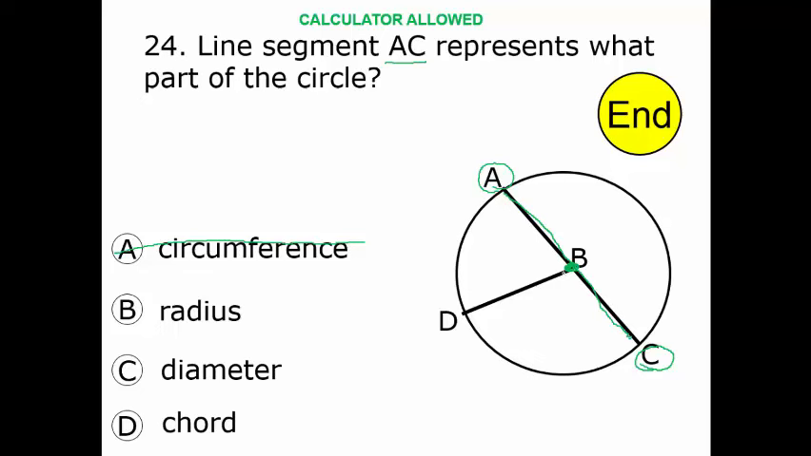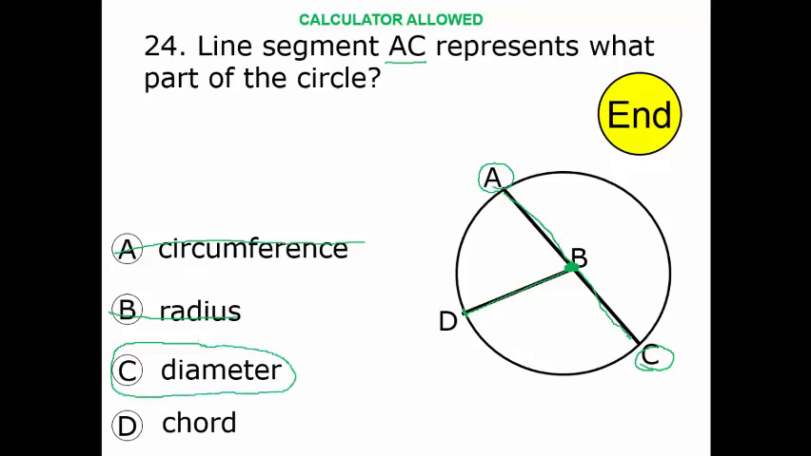The radius would be any point from the center drawn to the outside of the circle. So BD, for instance, is a radius. BA is a radius. BC is a radius. AC is not a radius. Now, if we assume that this is the center of the circle, the diameter has to go through the center of the circle. So diameter is more than likely the correct answer.